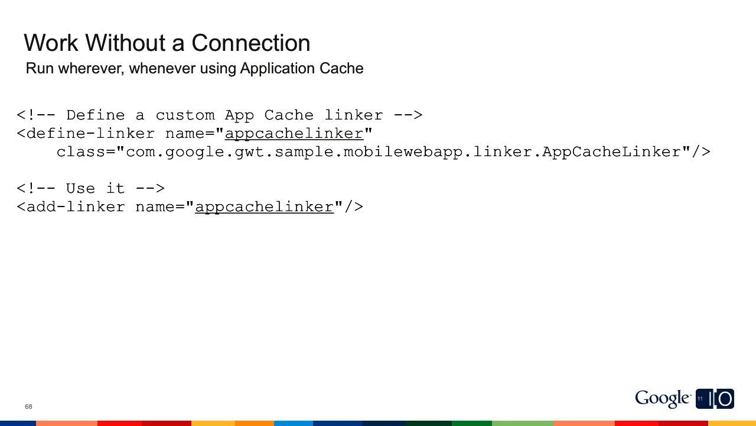But what you can do is specify a new app cache linker. In this case, you would say, OK, Mr. GWT compiler, when you run and when you're ready to link, don't use your standard linker. Use the one I'm suggesting here. It's an app cache linker, and here's the path to it. It knows how to handle everything for you.